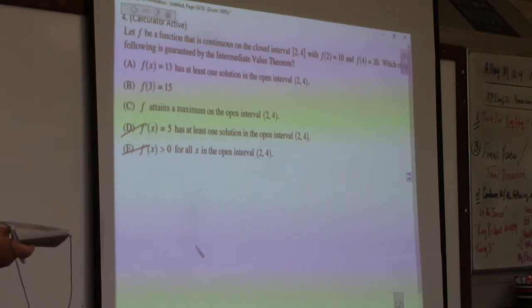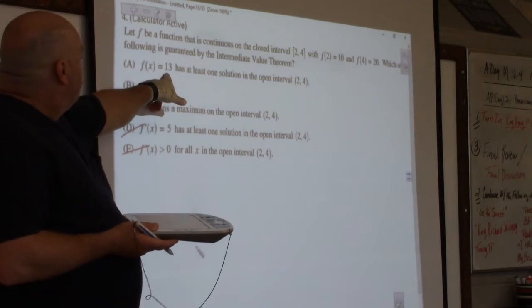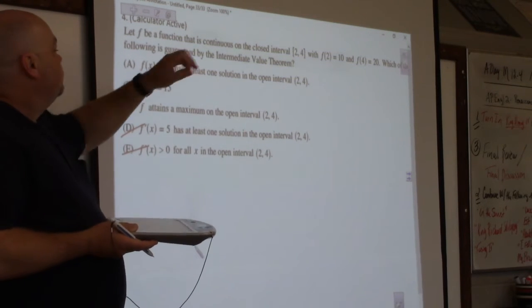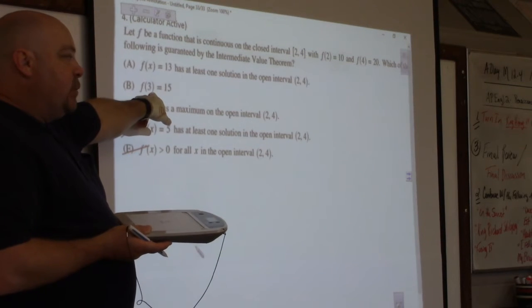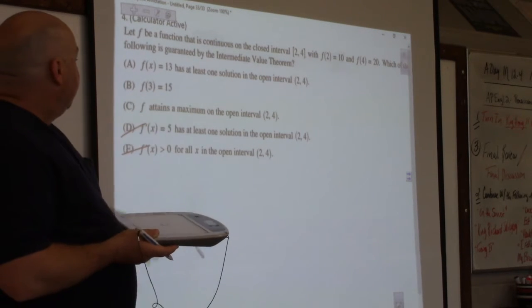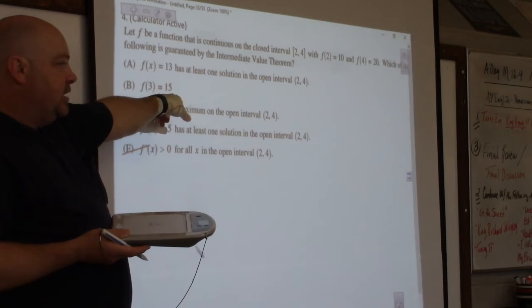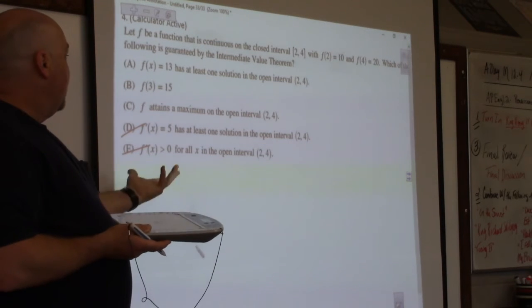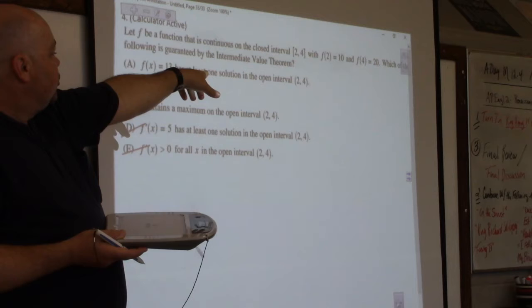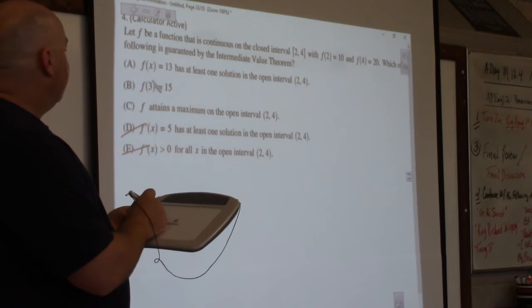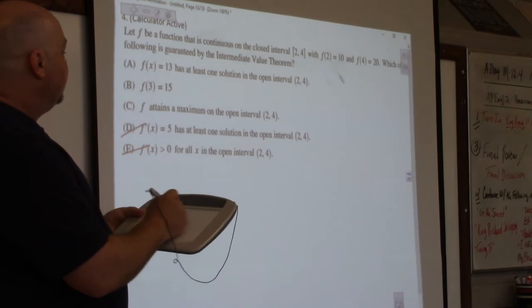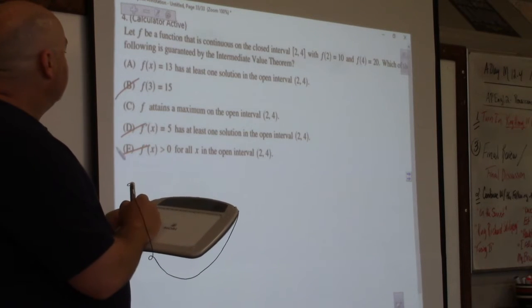A. Why A? Because it doesn't state a specific point, it just says it'll hit 13 on that line. Exactly. F of 3 equaling 15 is way too specific. It says that when x equals 3, y equals 15. We don't know that. If it was a linear function going from 10 to 20, then yeah, it would work. But this is very specific, and it could be doing anything in between these 2 points. So we know that one doesn't work.